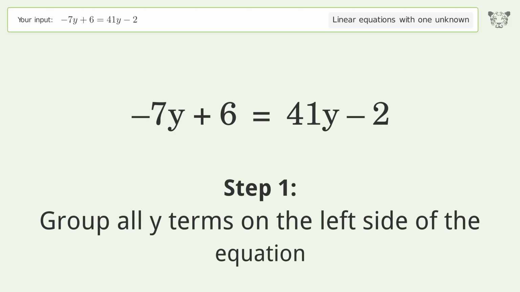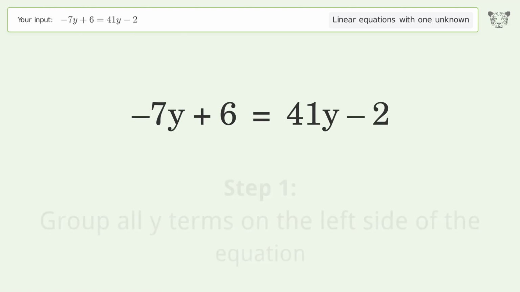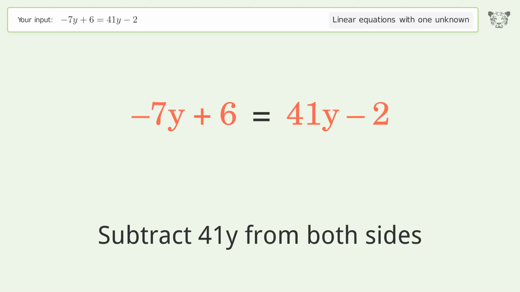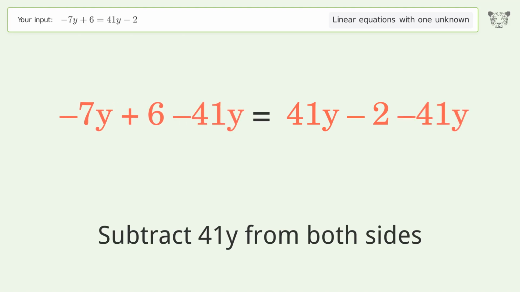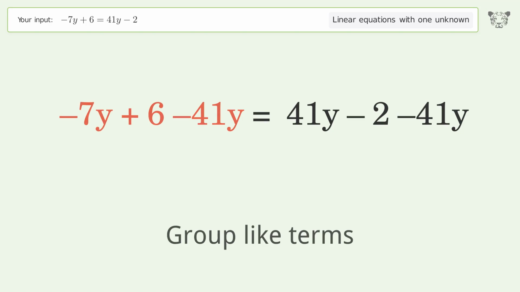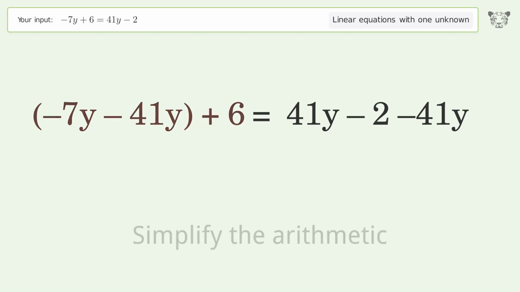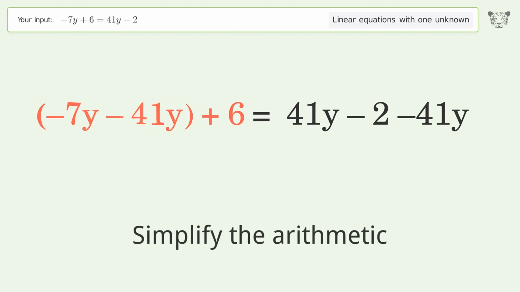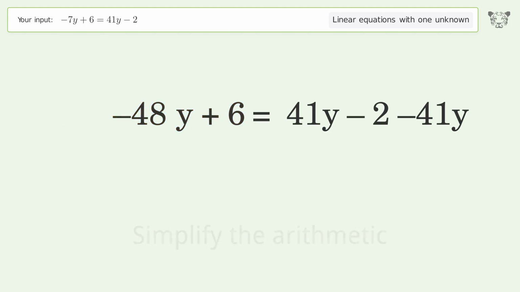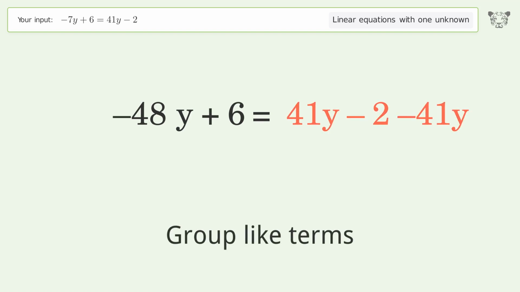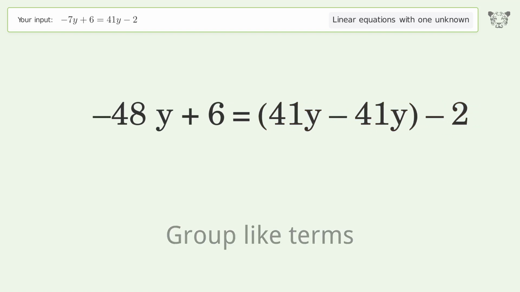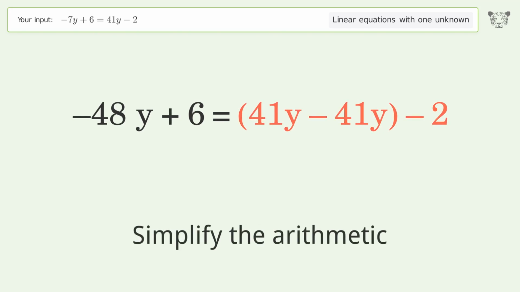Group all y terms on the left side of the equation. Subtract 41y from both sides. Group like terms. Simplify the arithmetic. Group like terms. Simplify the arithmetic.